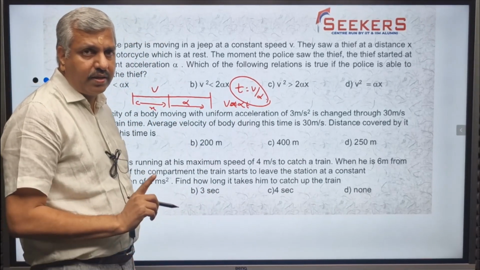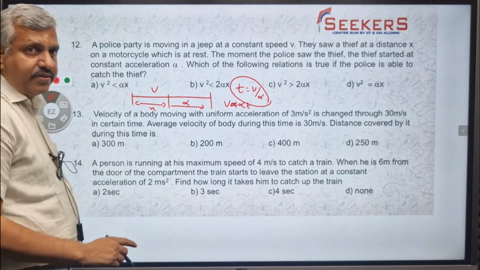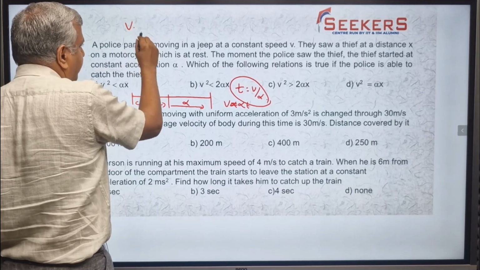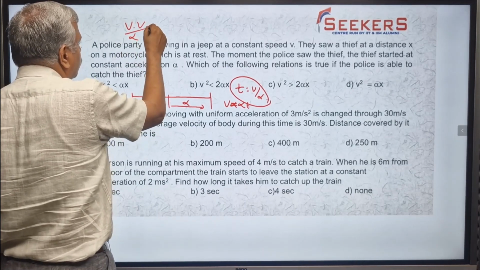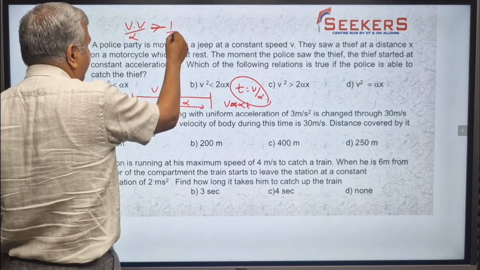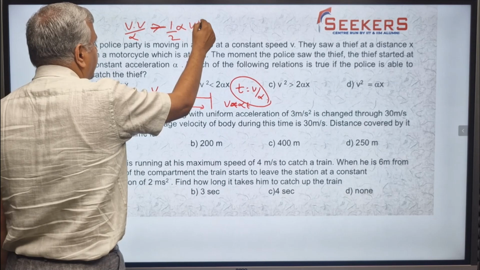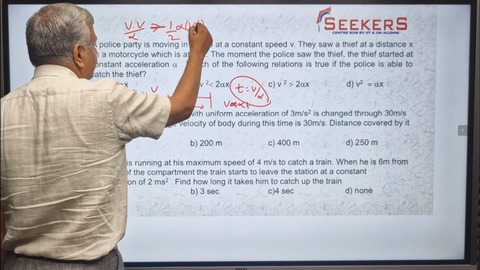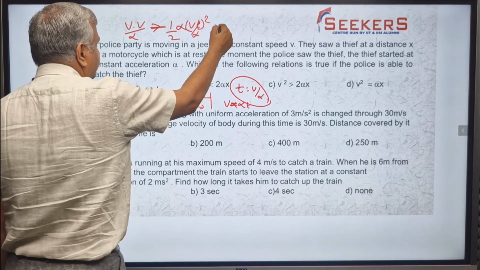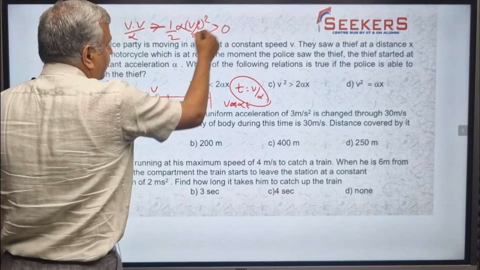If the time interval is more than v by alpha, they cannot catch him. So in that much time, the police has to travel x distance more. So I said v into t, t is v by alpha, minus the distance traveled by that guy, half times half alpha t squared, half alpha times v t the whole squared. So half alpha v squared by alpha, this should be greater than this. When you are subtracting, it should be greater than 0.